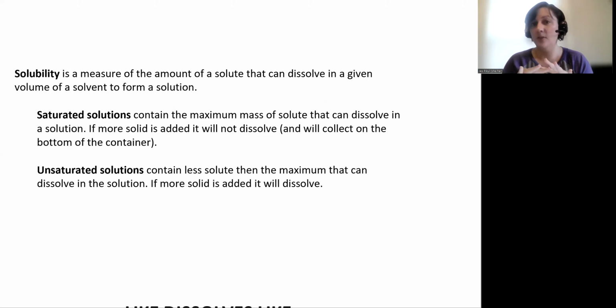All right, so that will hopefully give you some definitions for us to start talking about solubility of different compounds and different types of solvents.